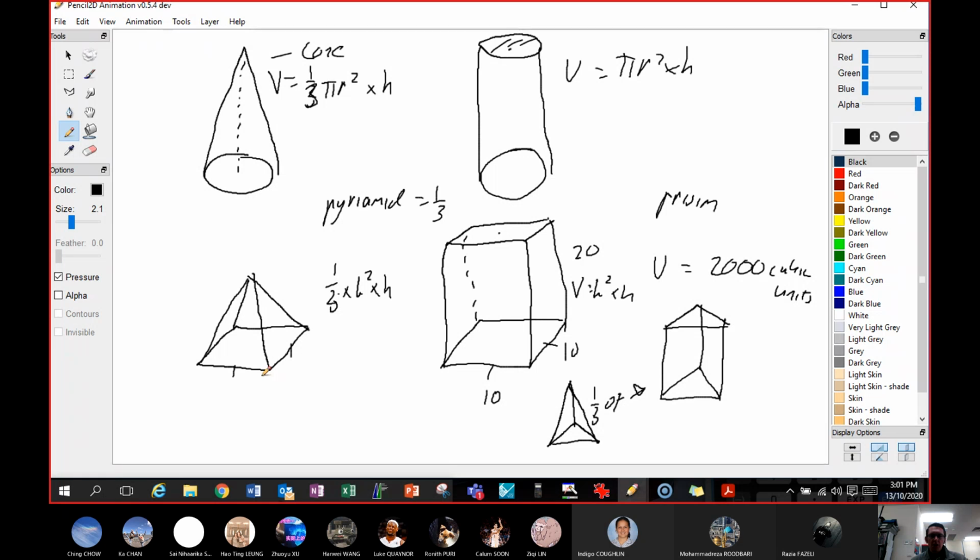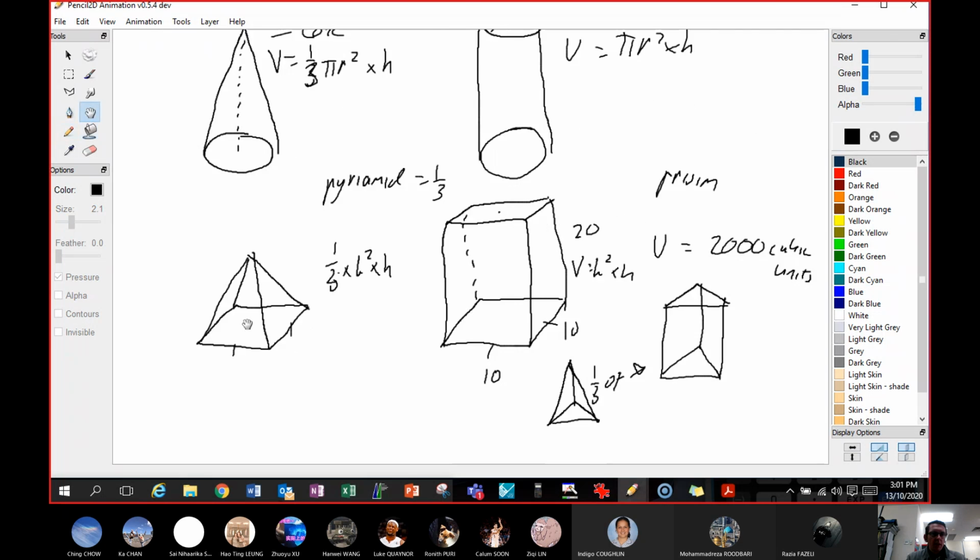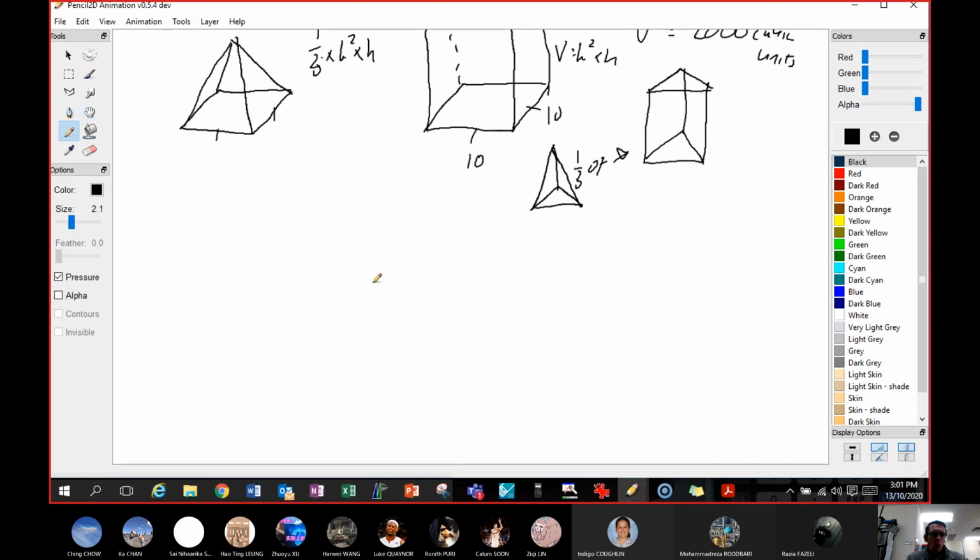And that's volume in a nutshell. Hopefully that helps. Remember, when you're converting between units, if you're converting just between one dimension, from centimeters to meters, you're going to divide by 100 because it's going to get smaller. If you're going from meters to centimeters, you know it's getting bigger, you're going to times it by 100.